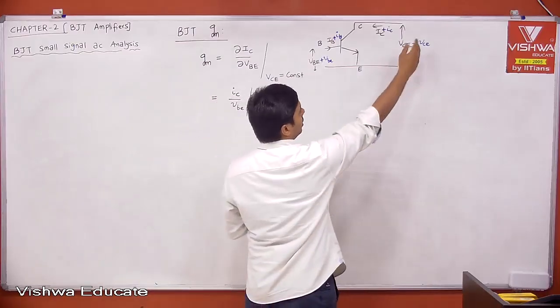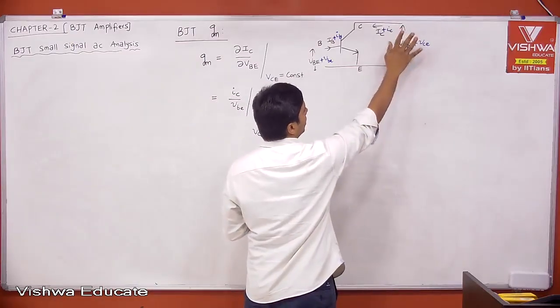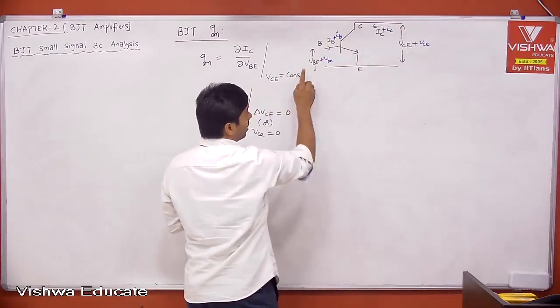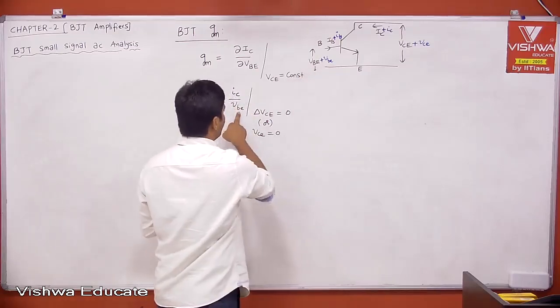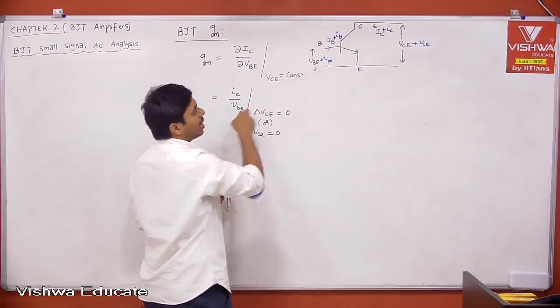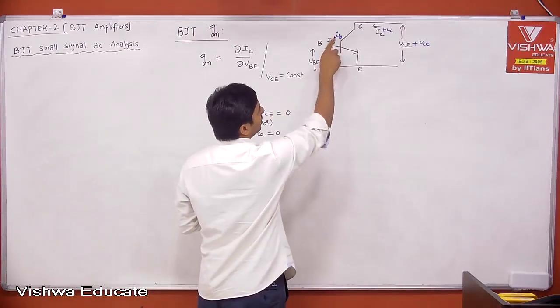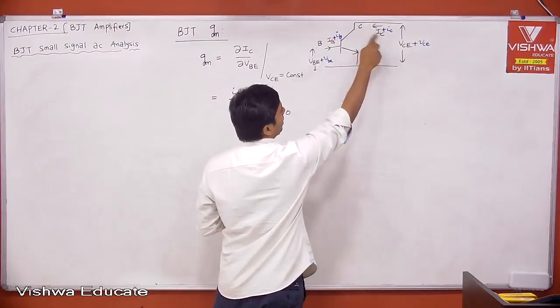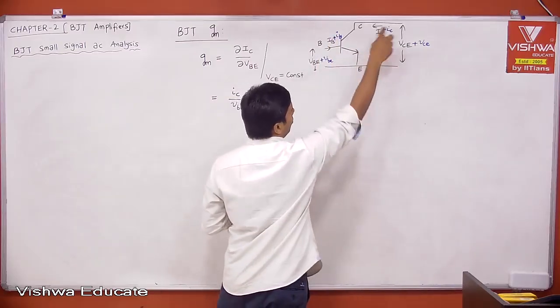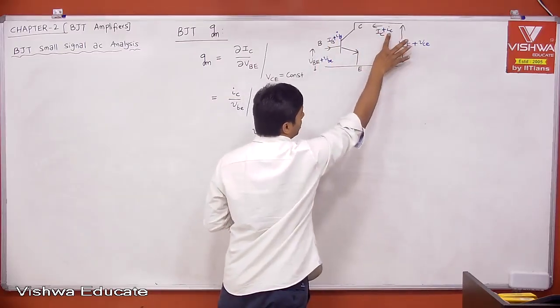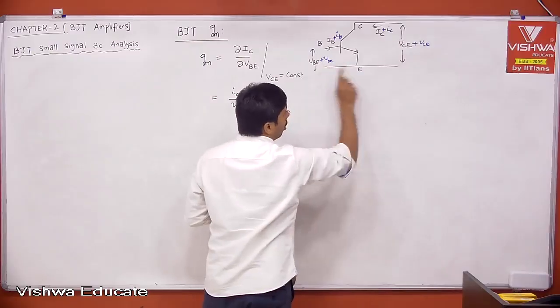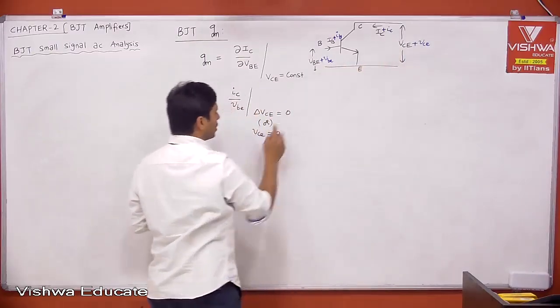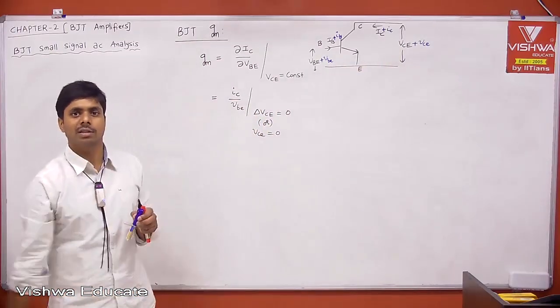There is no change in VCE, meaning capital VCE is constant. But I am changing VBE, so there is a small VBE. Because of the change in VBE, definitely there is a change in IB and a change in IC. Now, I want to know the change in IC, which is small IC, because of the change in VBE, not because of the change in VCE. That's why small VCE is equal to 0. If you want, you can understand it that way also.